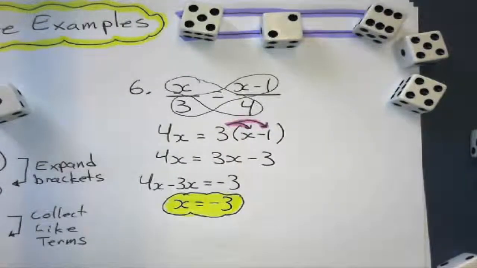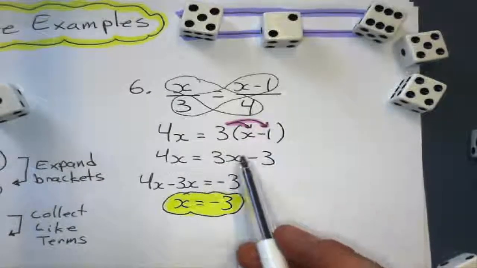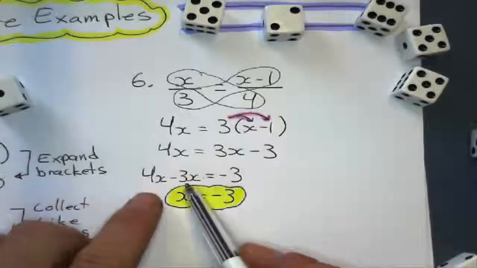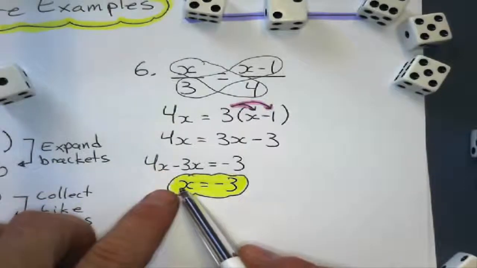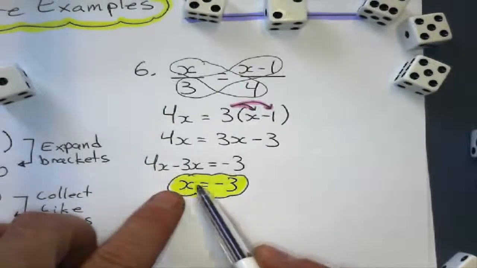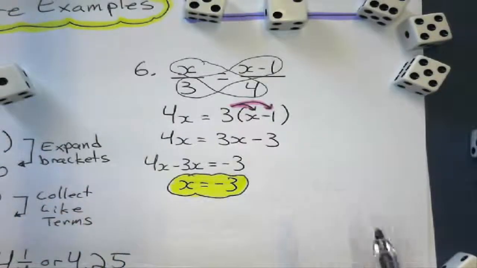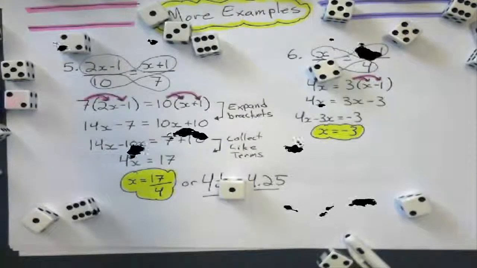What Nick got is on the money. Yep, he expanded those brackets right there, got 3x minus 3. Shifted that 3x over to the other side, making it negative 3x. And when I collect these like terms, it just comes out to be 1x. So I don't have to divide anything. It just simplifies down because 1x is the same as x. Yeah, that's good. Well done.